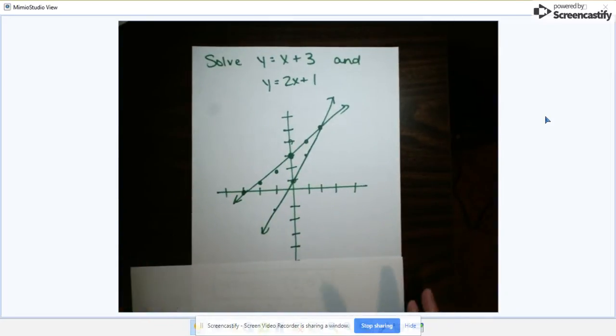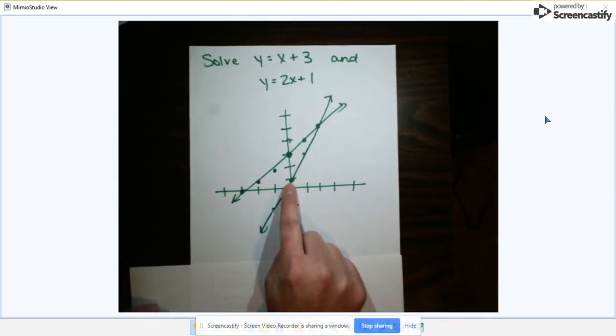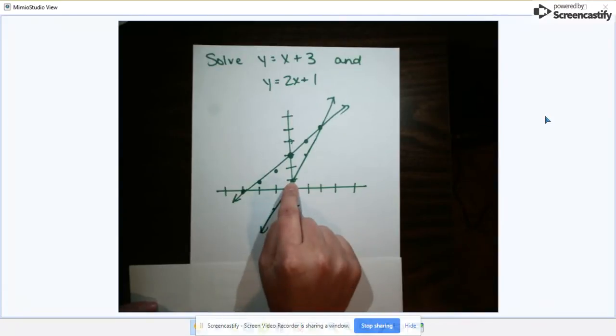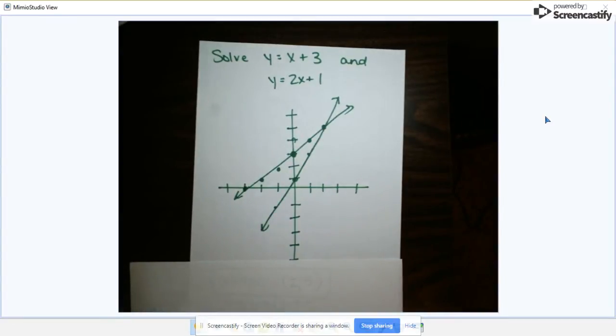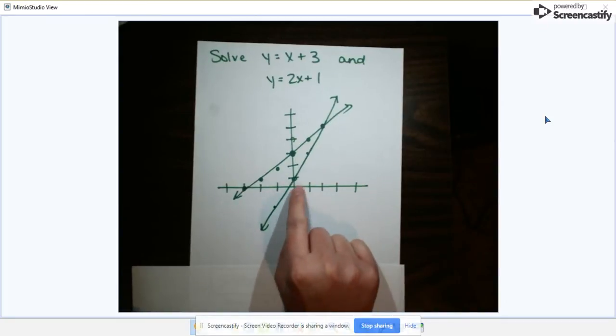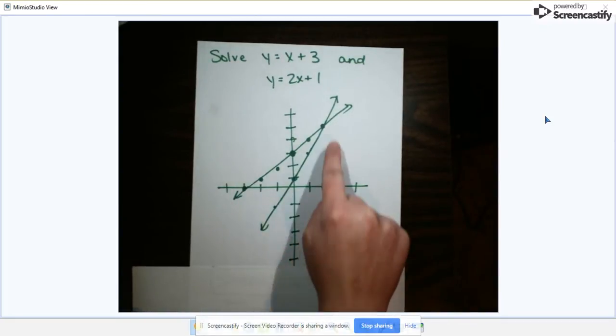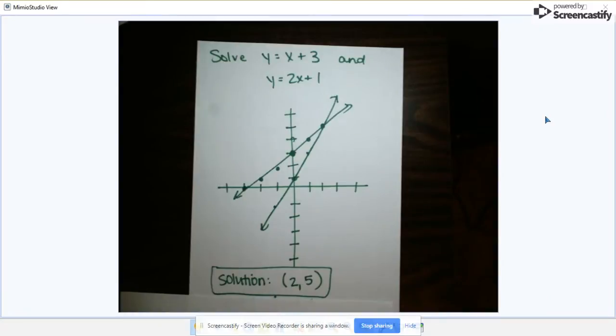Okay, to graph y equals 2x plus 1, I start at my y-intercept, so 1, and then I go up 2 over 1, up 2 over 1. So you see these lines do intersect, so our solution is going to be that intersection point, which if you look, we go over 2 and then up 5. So our solution is (2, 5).